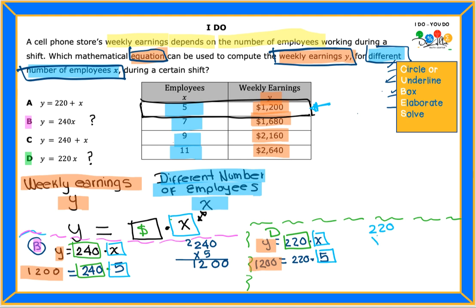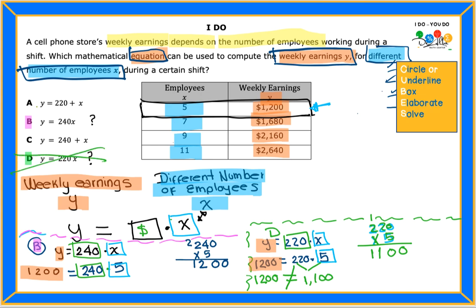220 times 5. And I should be doing this in green because that's the color I gave to choice D. Can you help me to multiply? 5 times 0, 0. 5 times 2, 10. 0 we carry 1. 5 times 2, 10. Plus 1, 11. Now, from these two numbers here, we got 1,100. And we can see that this is not the same as 1,200. So choice D cannot be our answer.